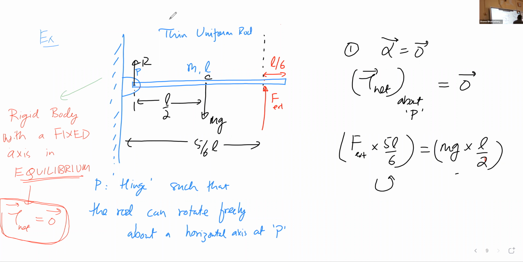Okay. So clockwise and anti-clockwise torque are balancing each other. So this tells me how much force I need to apply. The magnitude of the force I need to apply is 3/5 of the weight.